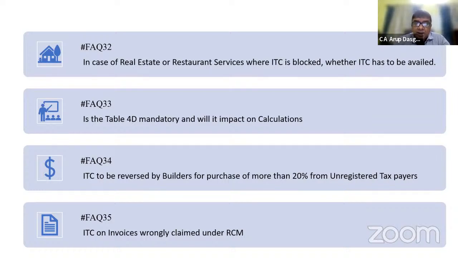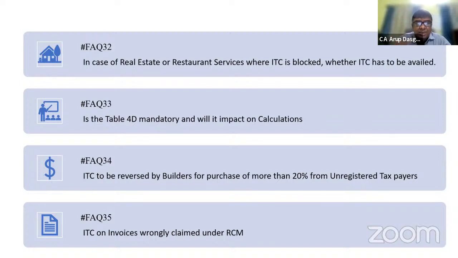Sirs and madams, try to understand. If you are not disclosing something which is required to be disclosed as per the law, if you are not reversing the ITC that has to be reversed as per the law, then that is contravention of the provisions of the law. And so applicable penalties can be imposed on the taxpayer.